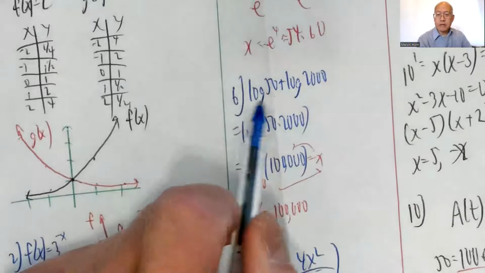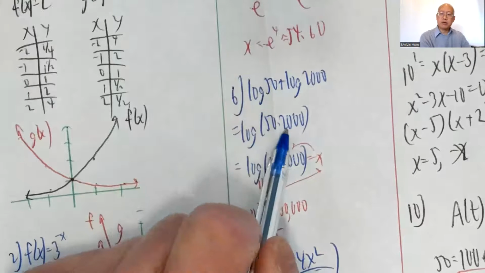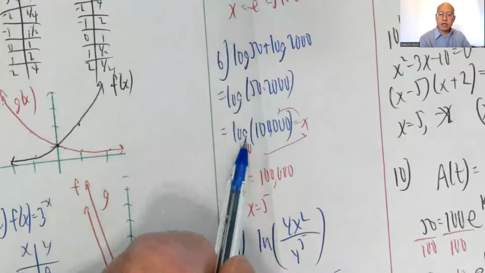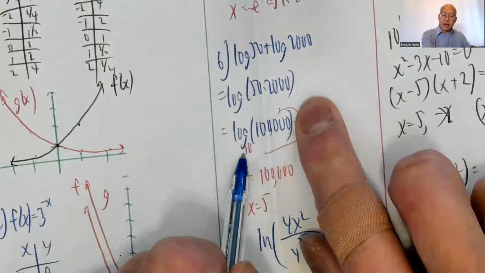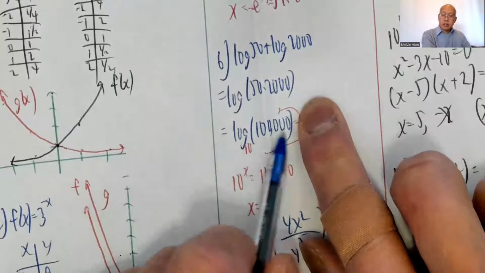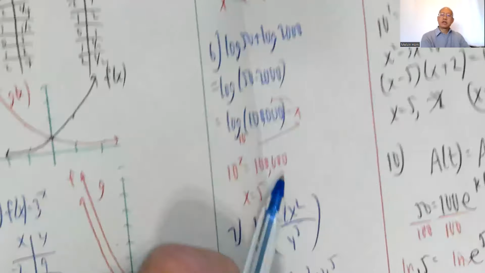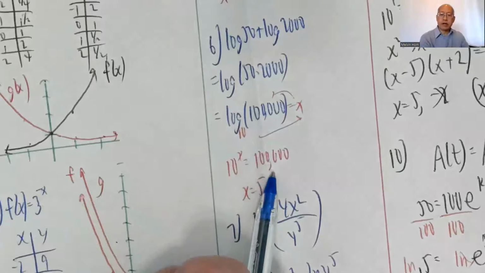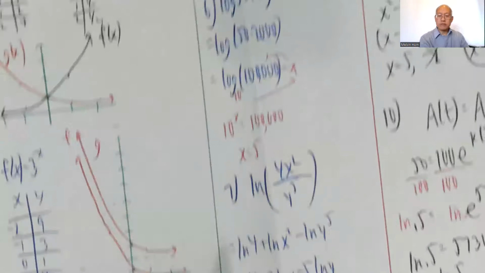Number 6, log 50 plus log 2000 is a log of the product of the two. 50 times 2000. 50 times 2000 is 100,000. Okay, so I want the log, and this is understood to be base 10. So I'll put a 10. Call this x, unscramble it, 10 to the x equals 100,000. So what exponent do I need? It's going to be 5. I need 5 zeros. So the answer is 5.